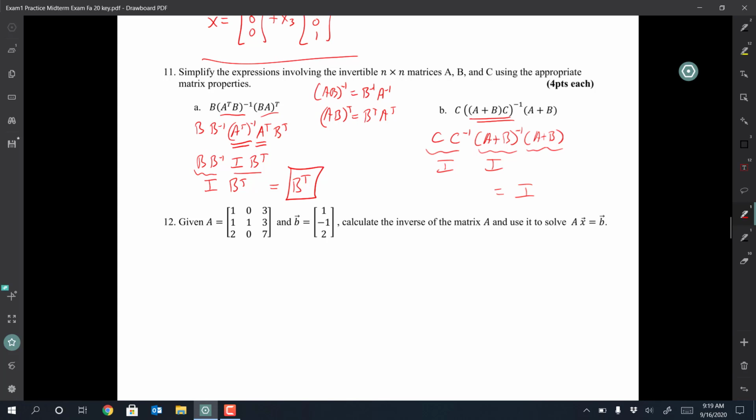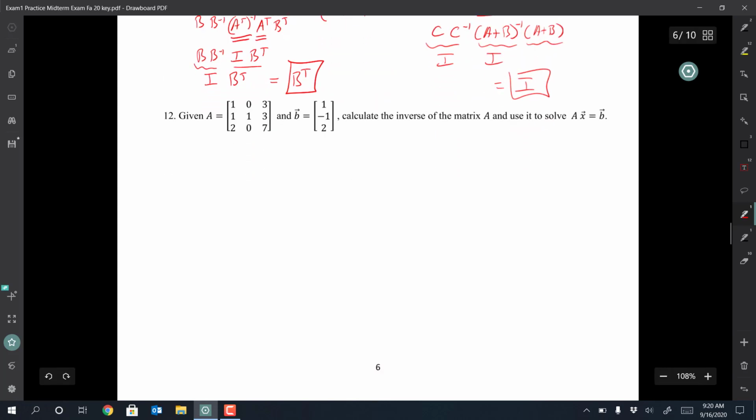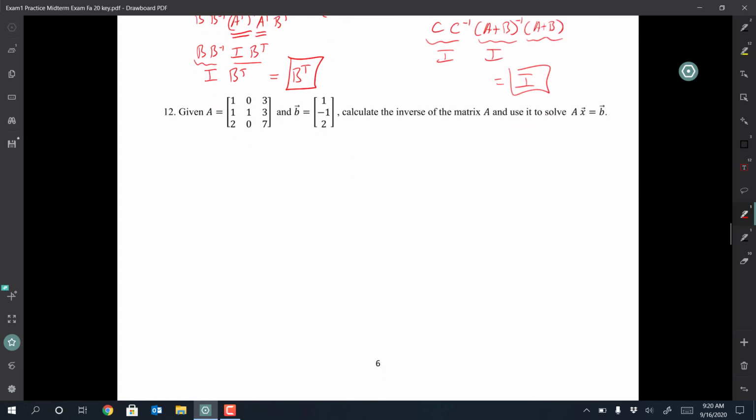That's using the properties to simplify the expressions. All right, next, problem 12. Here's a matrix, so I want to solve the matrix equation Ax equals b, but I want to calculate the inverse of the matrix and use the inverse to solve this. So I have a 3 by 3 matrix.